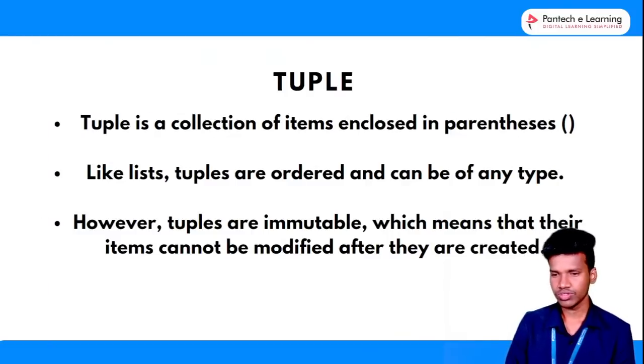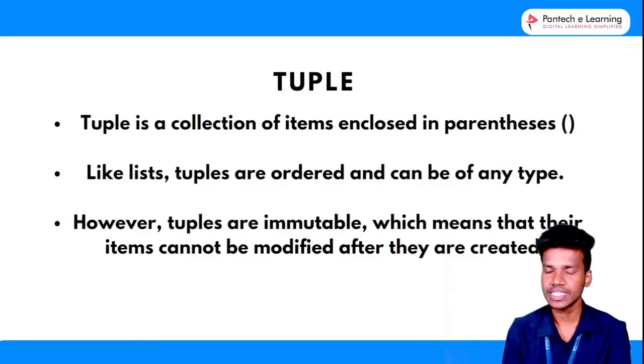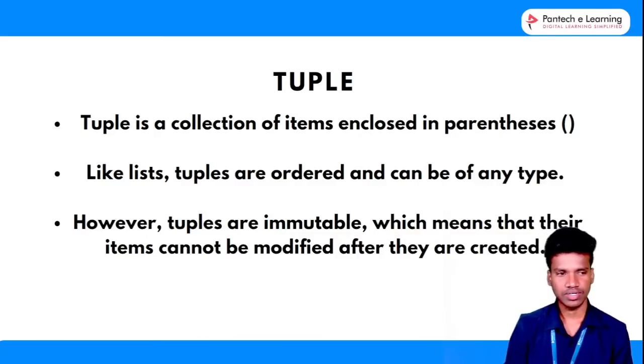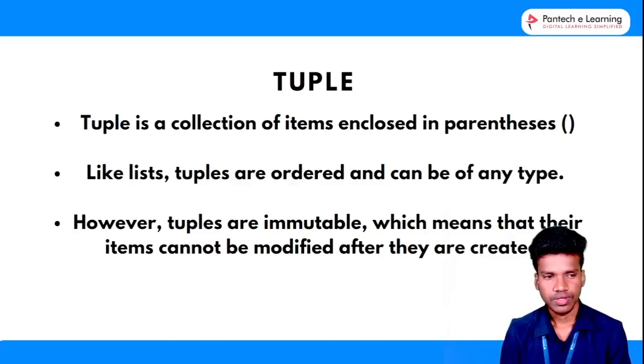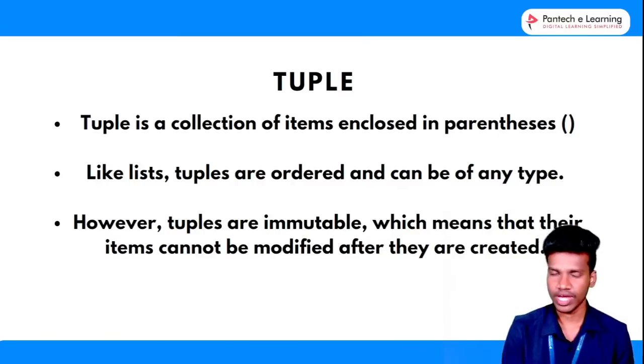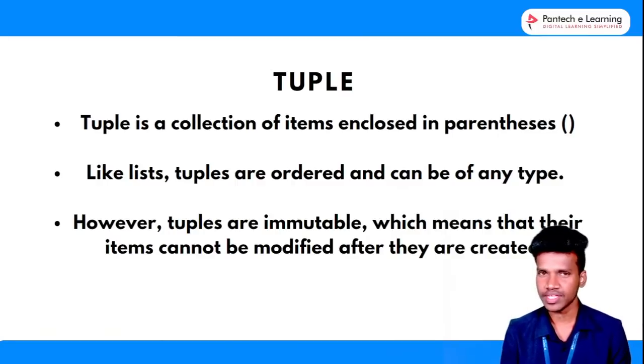Okay. So next we are moving to the next one, which is a tuple. A tuple is a collection of items enclosed in parentheses. Most of the list and the tuple look similar and work similarly, right? A list is enclosed with square brackets, while a tuple is enclosed with parentheses. This is the first difference between the two. Others will be the same, right?